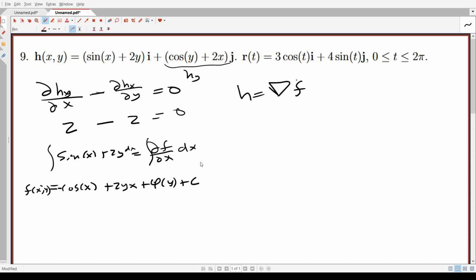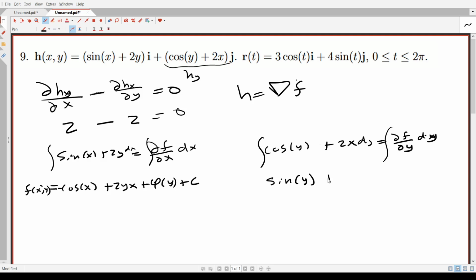Now I do the same thing for the y component. So the y component, cosine y plus 2x, equals df dy. I integrate both sides with respect to y and treat x as a constant. And so what I get, integral of cosine is sine of y plus 2xy plus stuff involving only x plus a constant.